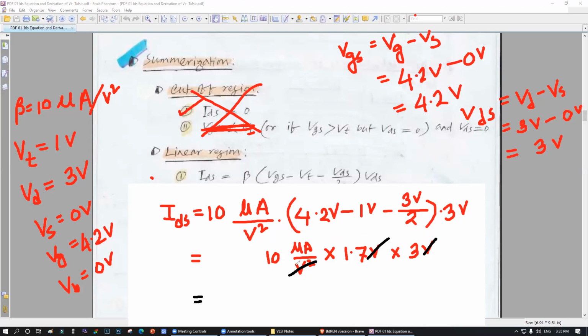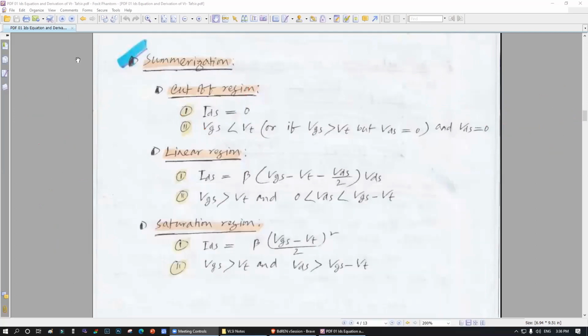You have 10 into 1.7 into 3. Sir, it is 51, sir. Yeah, exactly. 51. So this will be 51 microampere. How did I get this unit? From here, microampere. Understood, everyone? Yeah, okay. So I can give one question like that in your exam.